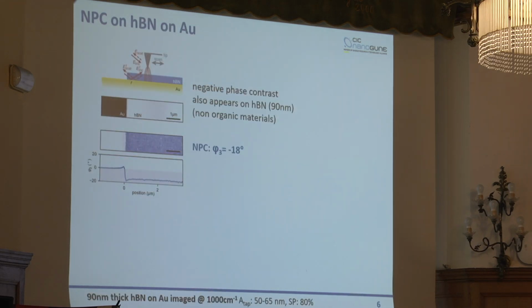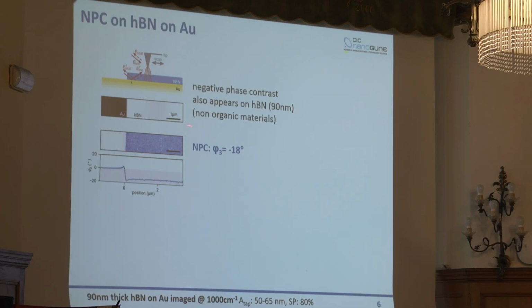Okay, so by now we know that the effect is there, that we see it, but it's still a question where it comes from. In order to investigate this effect, we prepared a sample of hBN on top of gold. The hBN has a thickness of 90 nanometers, and we imaged it at a wavelength where it's also non-absorbing. You will always find my measurement parameters down here for all the measurements I did.